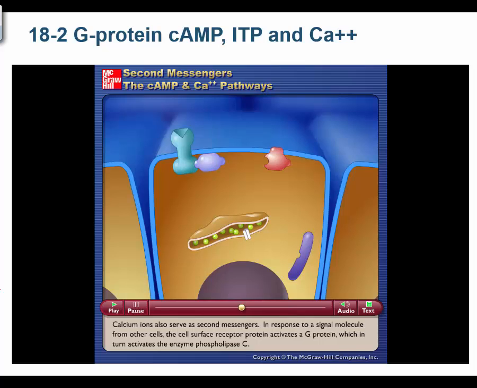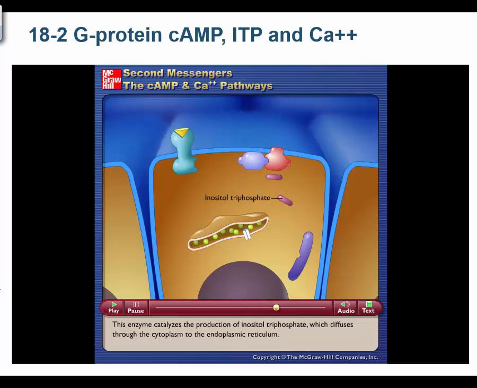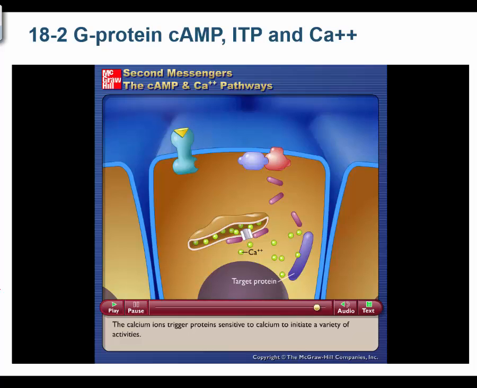Calcium ions also serve as second messengers. In response to a signal molecule from other cells, the cell surface receptor protein activates a G protein, which in turn activates the enzyme phospholipase C. This enzyme catalyzes the production of inositol triphosphate, which diffuses through the cytoplasm to the endoplasmic reticulum. The inositol triphosphate binds to and opens the calcium channels, allowing calcium ions to flow from the endoplasmic reticulum into the cytoplasm. The calcium ions trigger proteins sensitive to calcium to initiate a variety of activities.